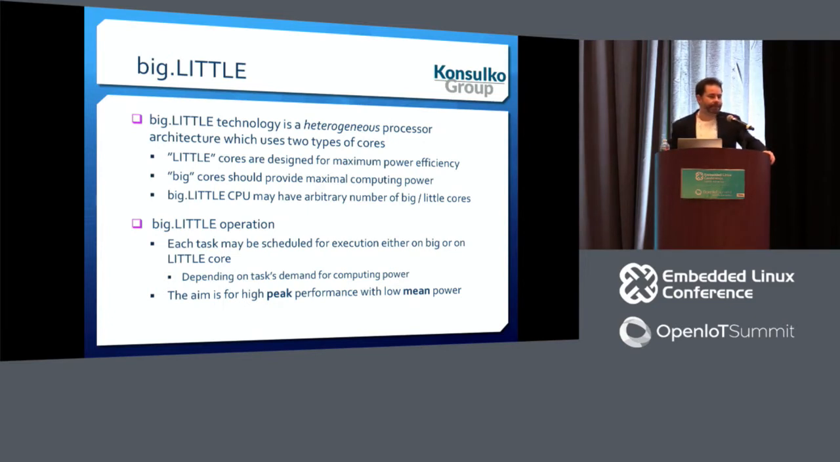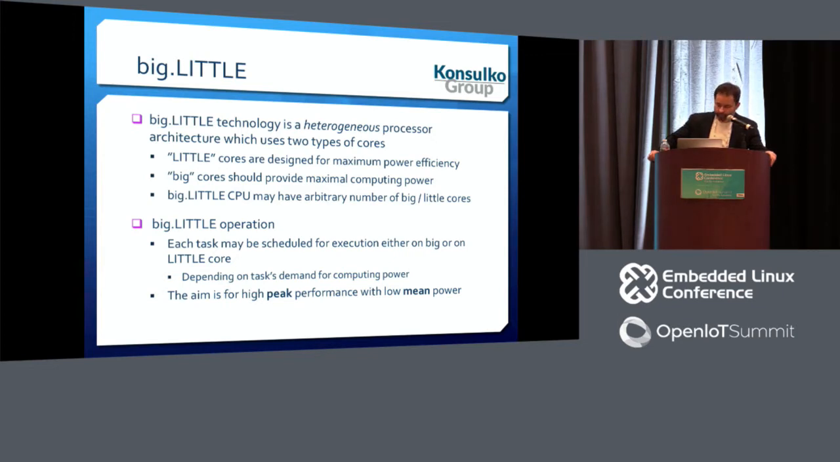Okay, what are the cases? The main case that we'll be concentrating on is the big.LITTLE architecture, which is a heterogeneous processor architecture that uses two types of cores combined into clusters. The little cores of the so-called little cluster, or silver cluster, are designed for maximum power efficiency. And the big cores of the big cluster, or golden cluster in Qualcomm terminology, should provide maximal computing power.